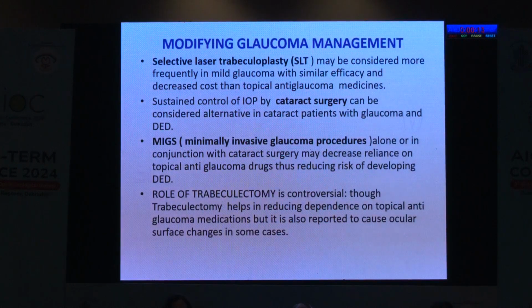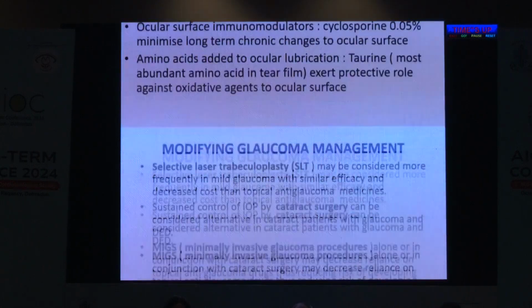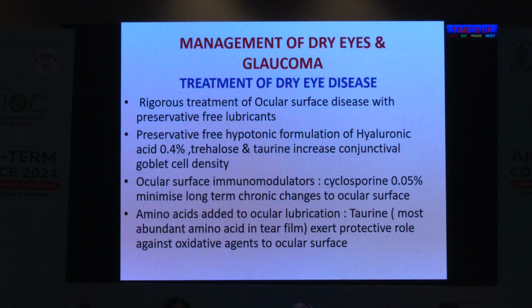Selective laser trabeculoplasty may be considered more frequently in mild glaucoma patients, with similar efficacy and decreased cost compared to topical anti-glaucoma medicines. Sustained control of IOP by cataract surgery may be considered in patients with cataract, glaucoma and dry eye disease. MIGS alone or in conjunction with cataract surgery may help in reducing the reliance on topical anti-glaucoma drops. The role of trabeculectomy is controversial and it should be avoided. Then treatment of dry eye disease.